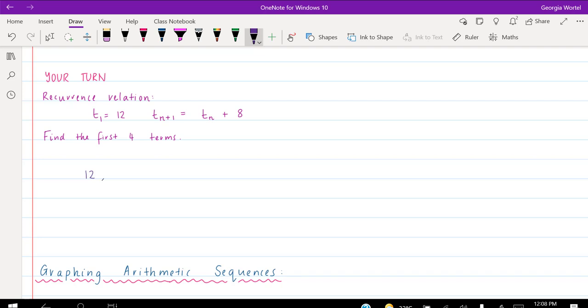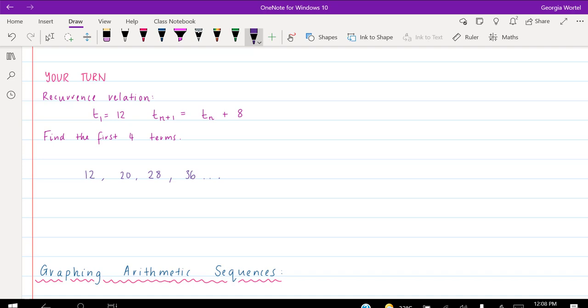So you should have had your first term as 12. Second term, 12 plus 8 is 20. 28, so we're adding 8 each time. 36, how many is that? We want the first 4 terms, so that's all. 12, 20, 28, 36. I'm going to indicate that this keeps going with an ellipsis. And that's how you generate an arithmetic sequence using your recurrence relation.